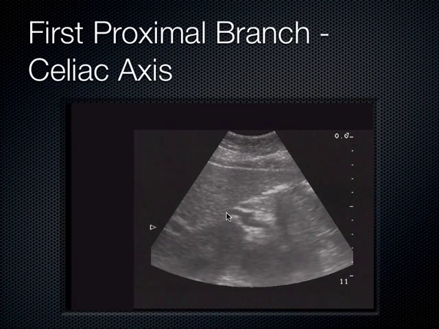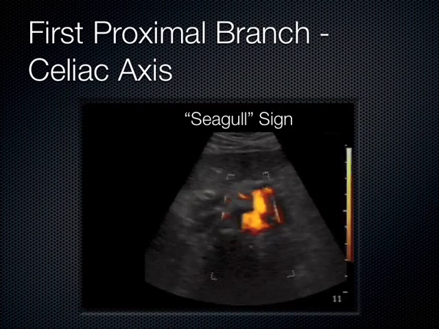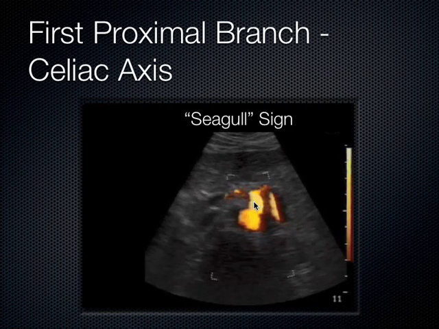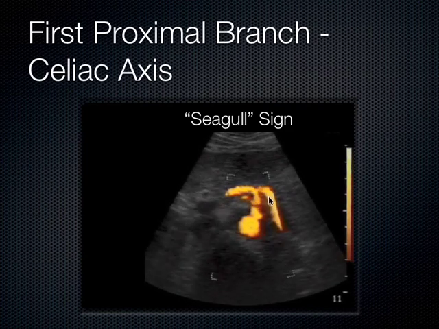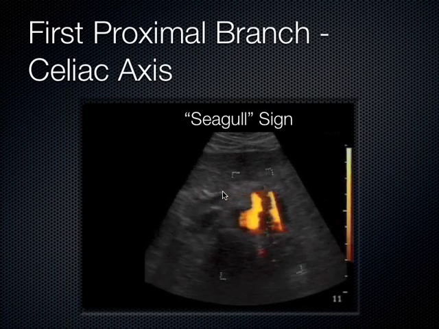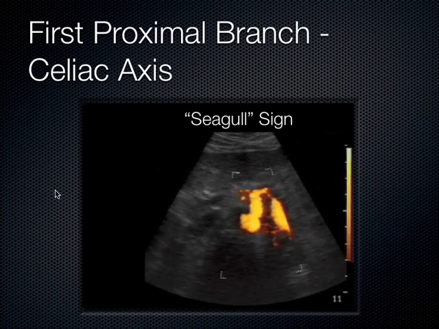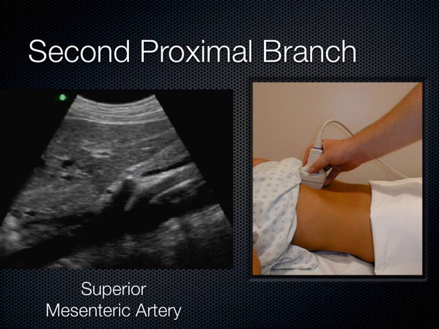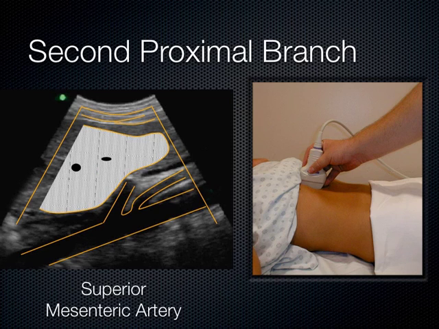All right. Now when you put some color on this, it looks like a seagull. So here's the aorta, celiac axis, splenic, and common hepatic. Cool? All right, what's the next branch? SMA. We can see it over there on the sagittal view on that image off to your left.